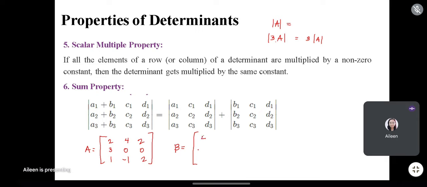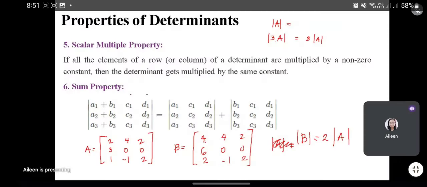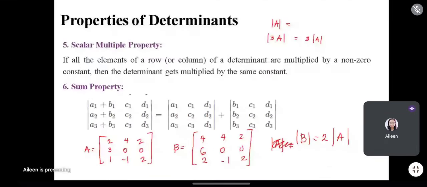Let's say this is 4 times 2, 6 times 2, 2. 4, 0, negative 1, 2, 0 and 2. Therefore, the determinant of B will be equal to 2 times the determinant of A. Kasi isa sa row ni A, isa sa column ni A, which is etong 2, 3, 1, minultiply natin siya sa 2.